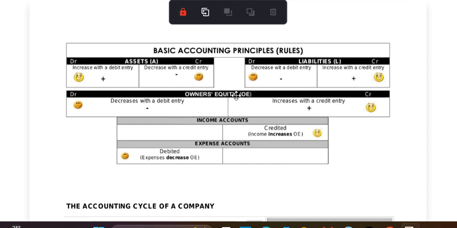And under your owner's equity, you have income accounts and expense accounts. Your income accounts are credited, income increases your owner's equity. And your expense accounts are debited, expenses decrease owner's equity.